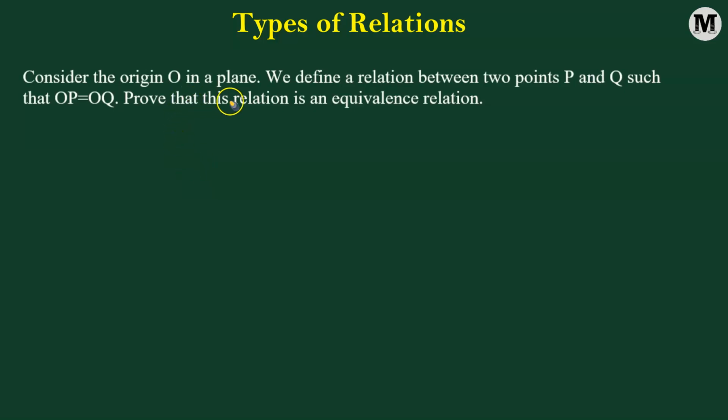Consider the origin O in a plane. We define a relation between 2 points P and Q such that OP equals OQ. Prove that this relation is an equivalence relation. Okay, let us begin. We'll first try to understand the problem graphically.